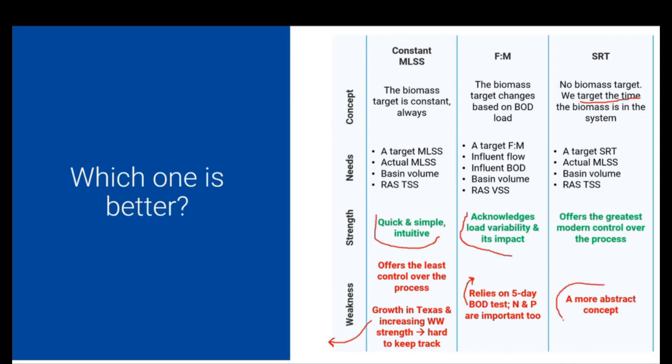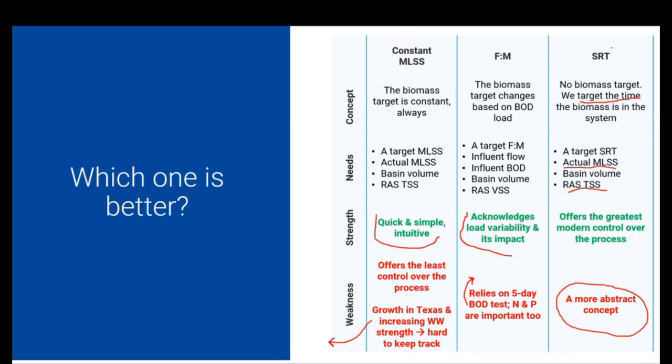It is a bit more abstract when you're thinking about what SRT means, but just keep thinking about it: it's how much time an average particle is in the system. So if I grow a bug, how many days is he in that system? If we're running a 10-day SRT, that means that bug is in that aeration basin and clarifier for 10 days on average. And this is something we don't need to rely on any BOD testing for. We just need to rely on our TSS: our RAS TSS, our actual mixed liquor, and then our waste volume.